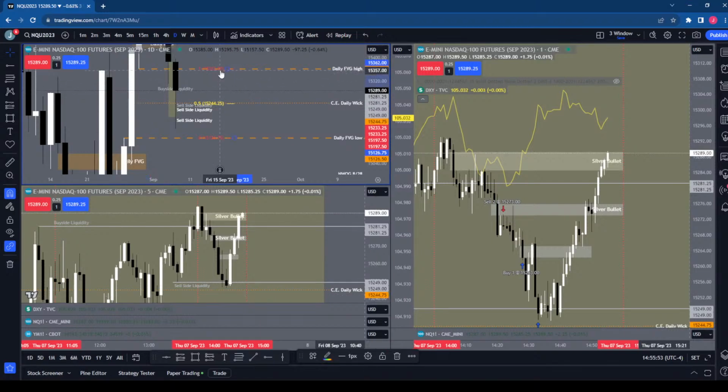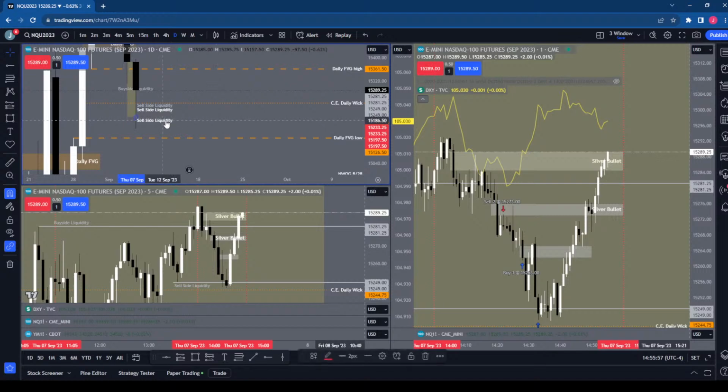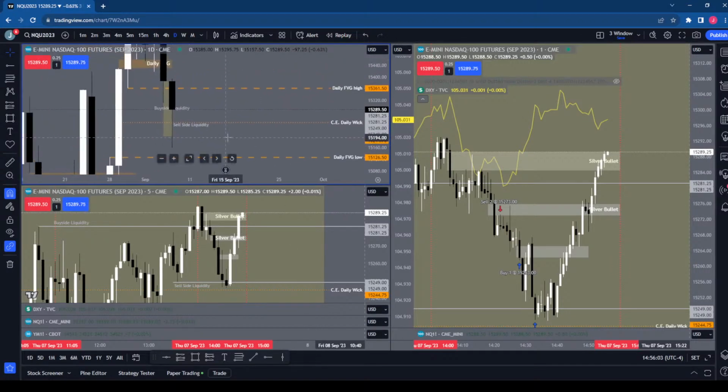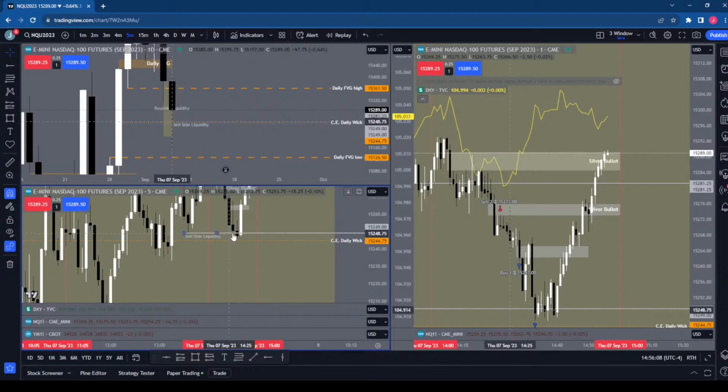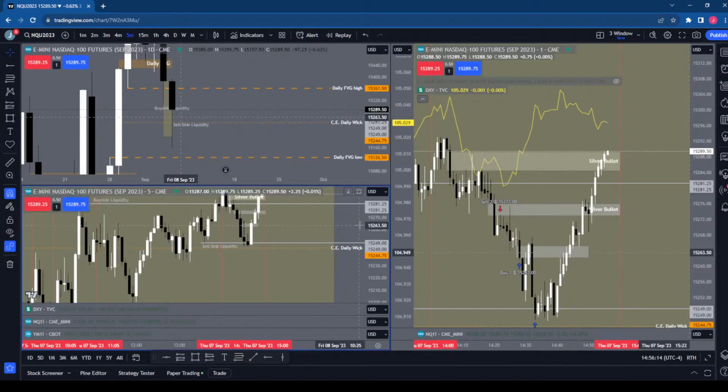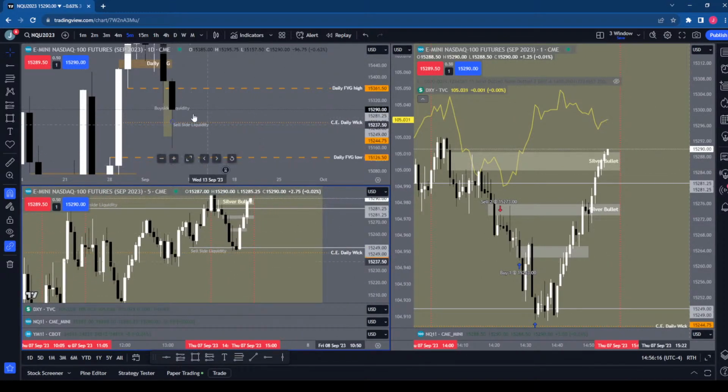As ICT would say, good enough for government work. Let's get these off for now. Yes, you can see it right here. It just didn't want to close below that consequent encroachment on the daily.